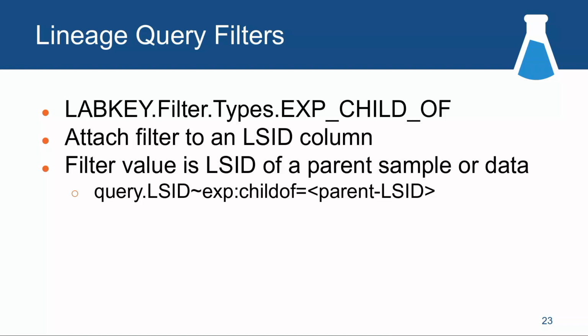I'm sure you've noticed every time you change a filter within LabKey, we stick a filter clause on the URL. The filter clause looks something like this. Query is the name of the data region. LSID is the name of the column that the filter is attached to. And then this funny tilde, and then the name of the filter, exp::child of, indicates I want to do this lineage filter. And then the parent LSID.